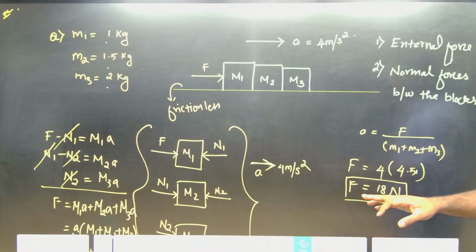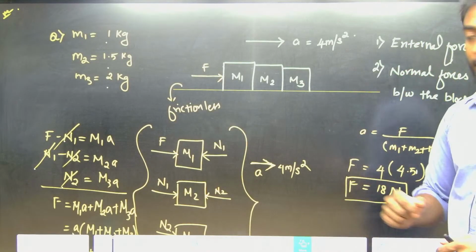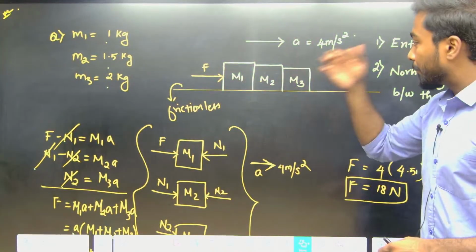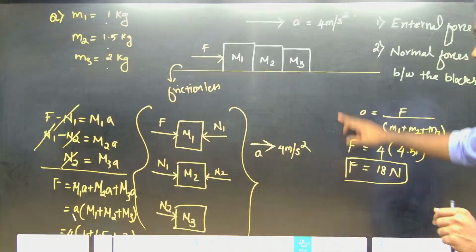The external force is 18 Newton. What about the normal forces they are asking? Normal forces in the sense, whatever the force acting between M1 and M2 and the force acting between M2 and M3, that one I need to find. Right?